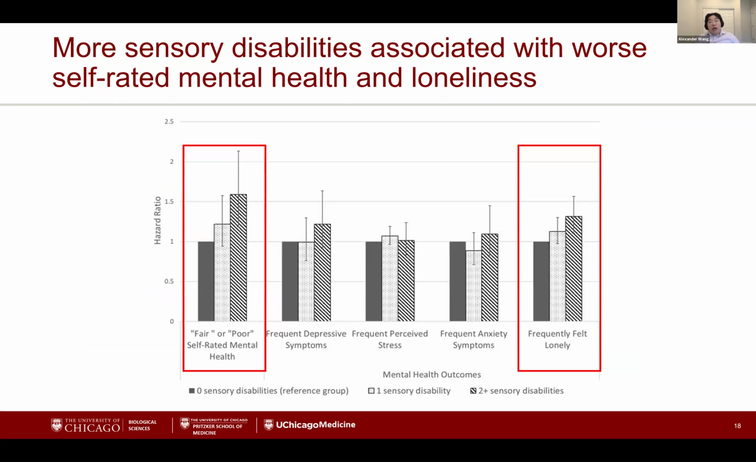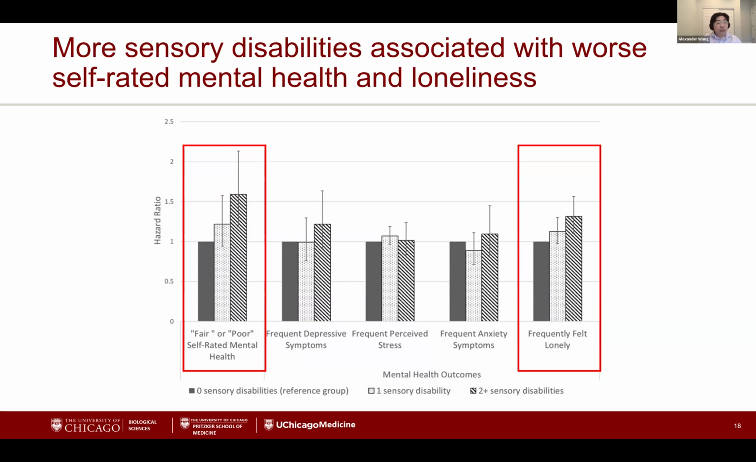This figure is from our paper and summarizes some of our findings relating to the number of sensory disabilities. I just want to highlight the dose-dependent response that we see, particularly with self-rated mental health and loneliness symptoms. Even after controlling for all the covariates, as you get more sensory disabilities, there's a dose-dependent effect on your self-rated mental health and feelings of loneliness.